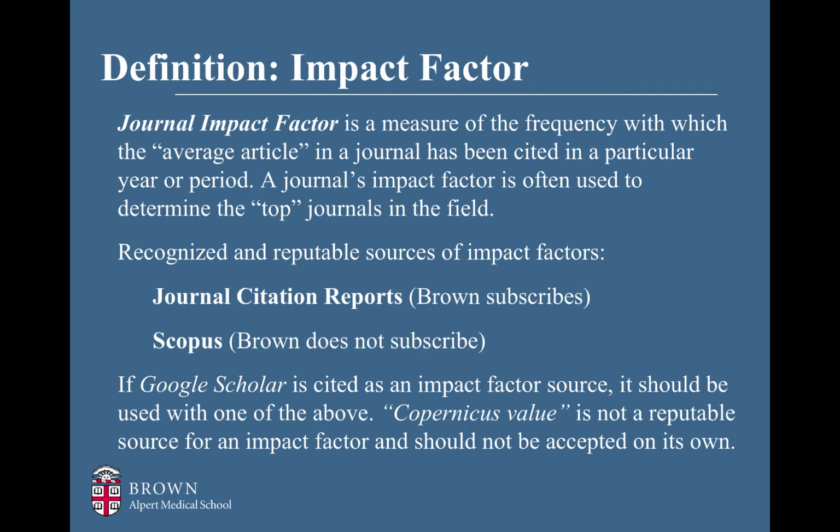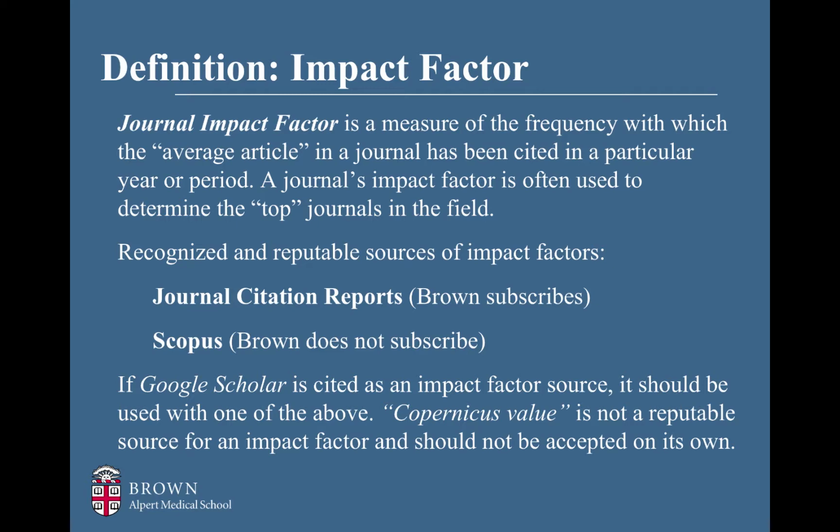If you see Google Scholar cited as an impact factor source, that should be used with one of the above databases. Copernicus value is another source that is sometimes cited. The Copernicus value is not a reputable source for an impact factor and should not be accepted on its own. Please remember that journals in different fields may have very different impact factors. The top journal in oncology, cancer research, may have a very different impact factor than the top journal in a subspecialty like child psychiatry.